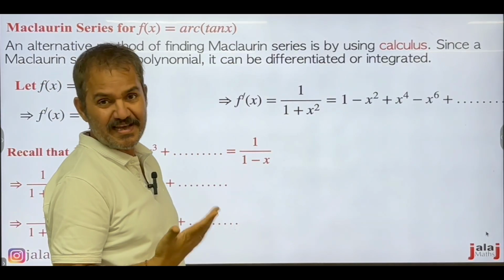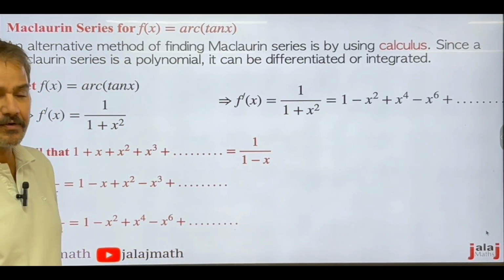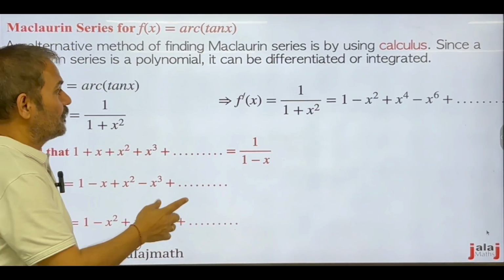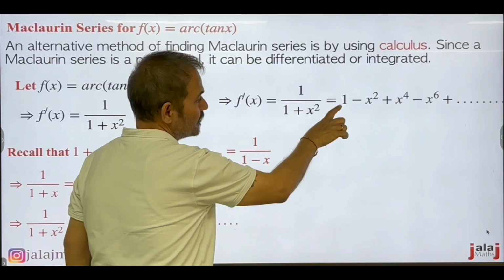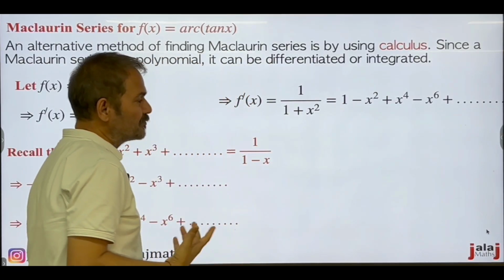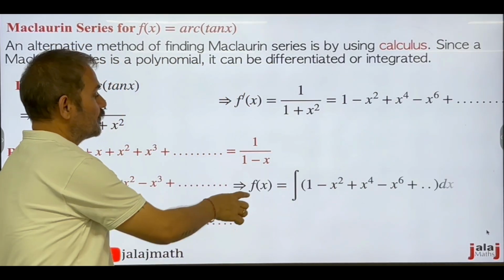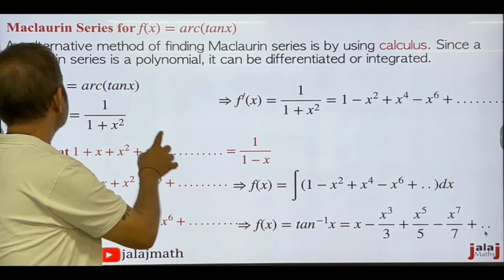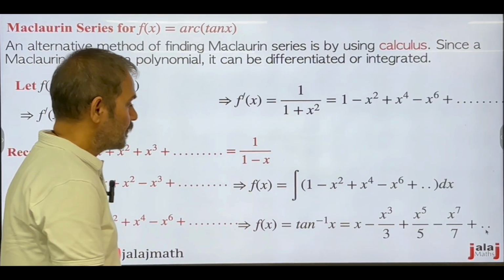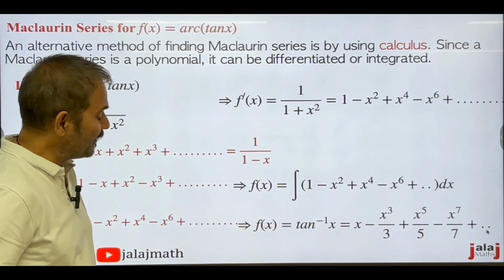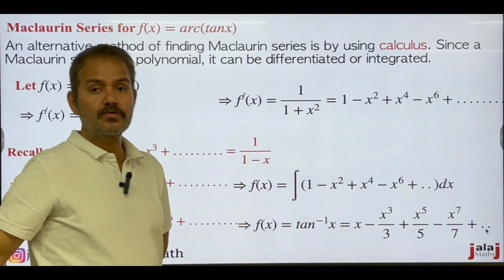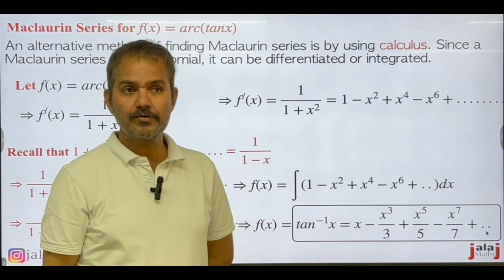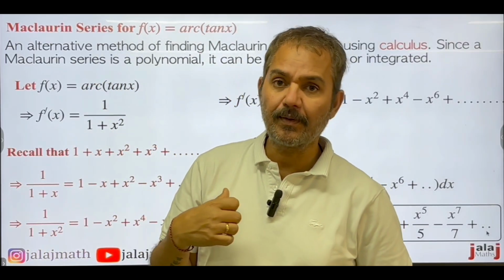Now remember, this is the derivative of f(x). This is the gradient function. So how do we get back to the function? We just integrate. That's all. So when you integrate, 1 becomes x, x squared becomes x cubed by 3, x to the 4 becomes x to the 5 over 5. So the integration of this will be the function f(x), which is tan inverse or arc tan x. So the Maclaurin series for tan inverse x will be x minus x cubed over 3 plus x to the 5 over 5 and so on and so forth. So this is another approach. Even for log functions, we can use this approach.